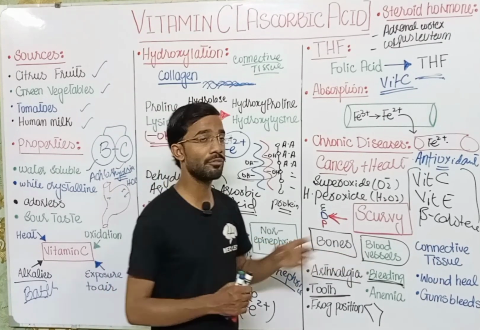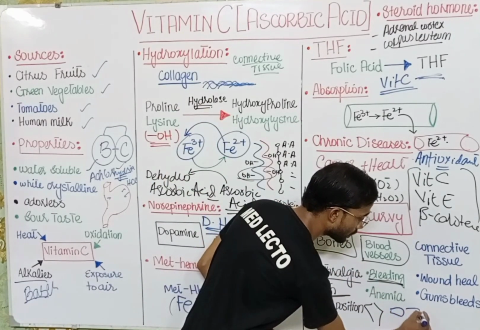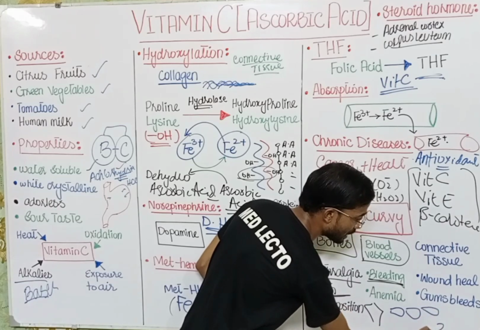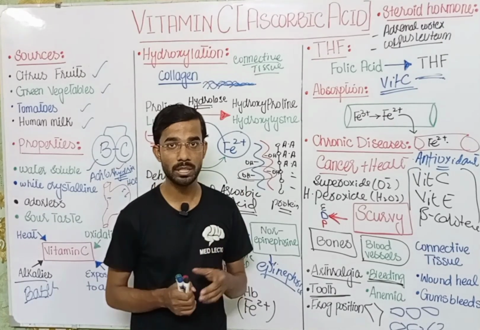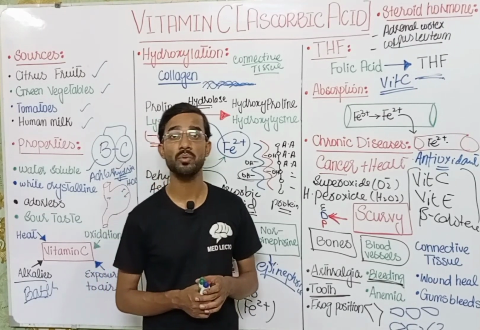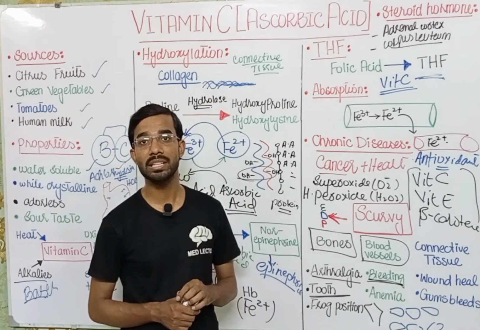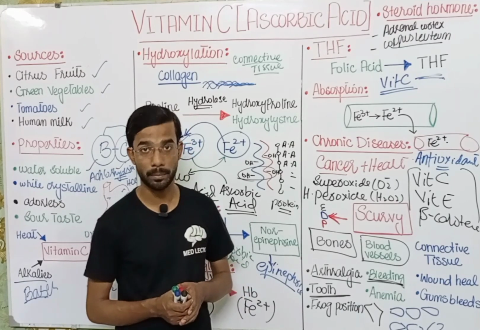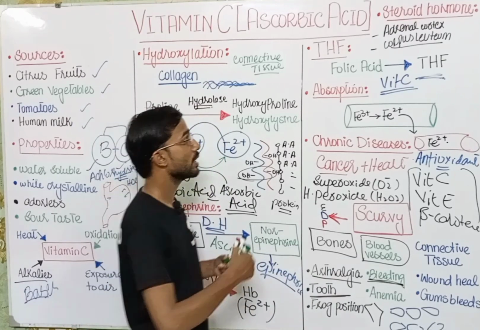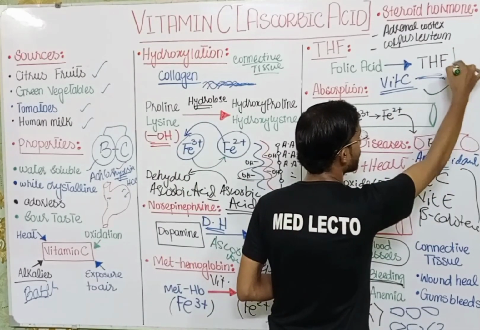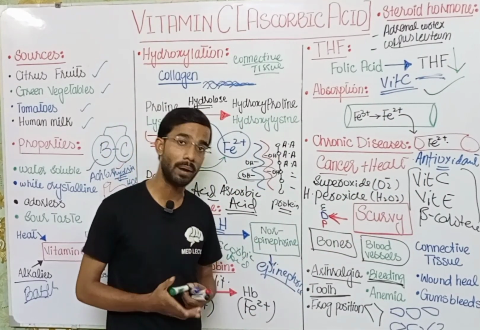Next is the blood vessel. As we know, the blood vessel is formed of endothelium, and the endothelium is held together with the help of ground substance. In the formation of ground substance, vitamin C is very important, and if there is no vitamin C, then the stability of the blood vessel becomes weak and the blood vessel easily ruptures and you see bleeding. And next is anemia. As we know, with folic acid deficiency you will see tetrahydrofolate deficiency, which is the most important cause of megaloblastic anemia.